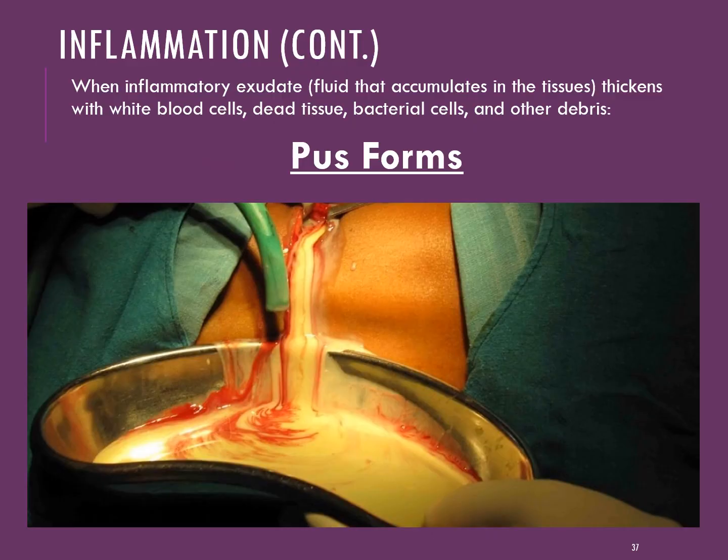And here is a lovely picture for all of you visual learners, if you would like to see what it looks like when we drain pus out of a wound or potentially the abdomen. Here you can see this yellow fluid, that is the pus or exudate, and that's an accumulation of white blood cells, dead tissue, bacterial cells, and other fun types of debris.